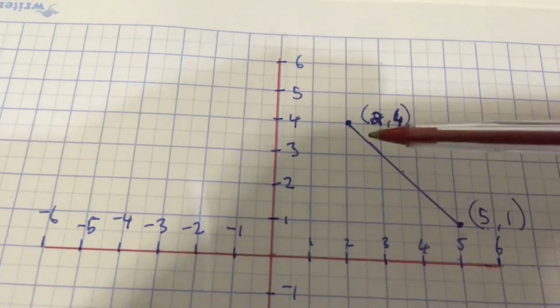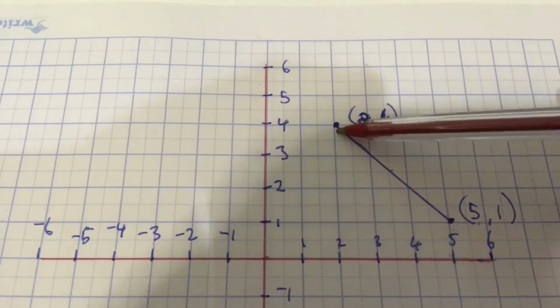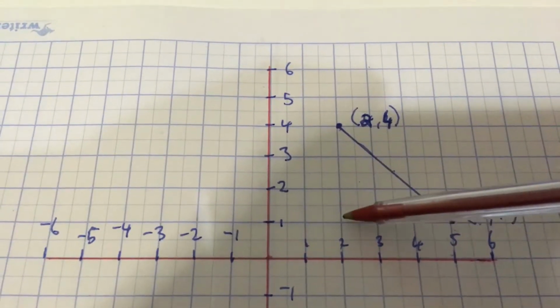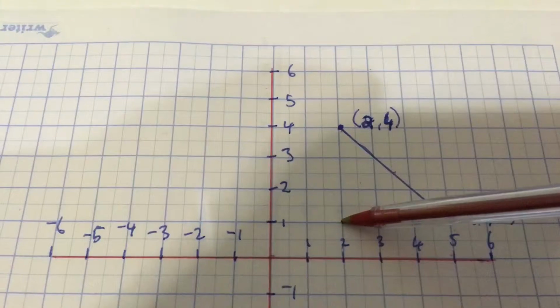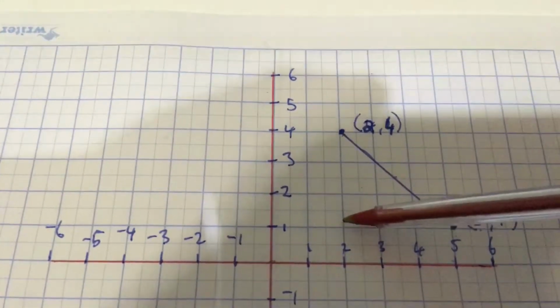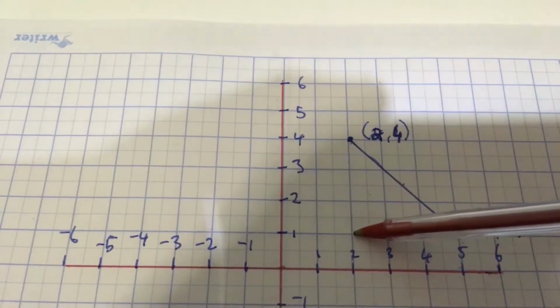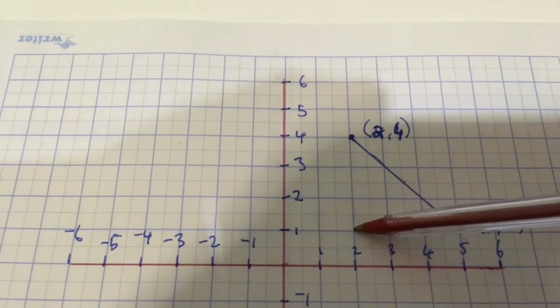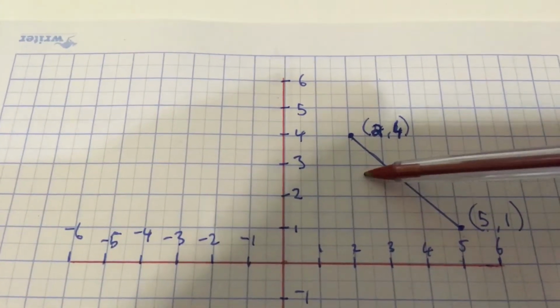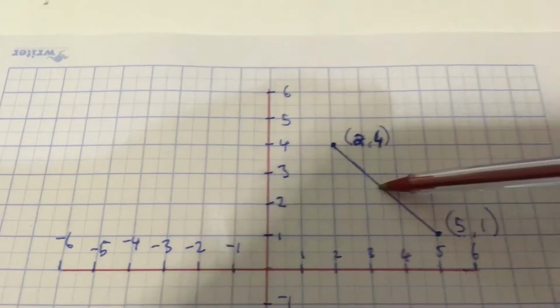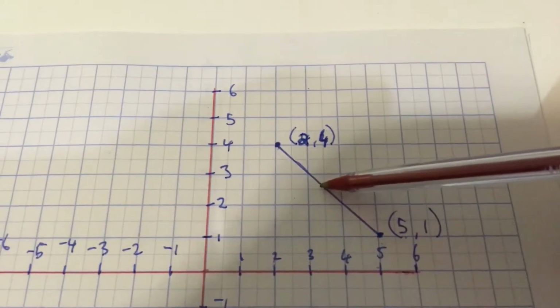And we do the same with the y coordinates. Add 4 and 1 together, that gives me 5. So 4 plus 1 equals 5, and 5 divided by 2 is 2.5. So if we go to 2.5 on the y-axis, come over and we can see that's the midpoint for that line.